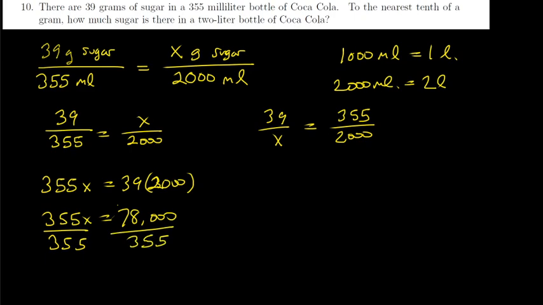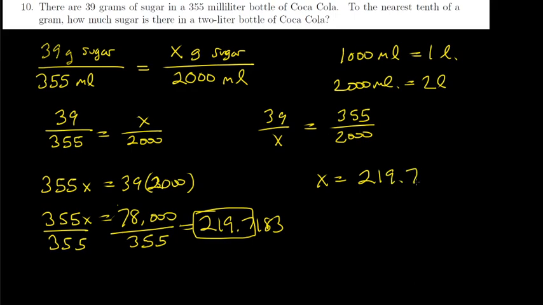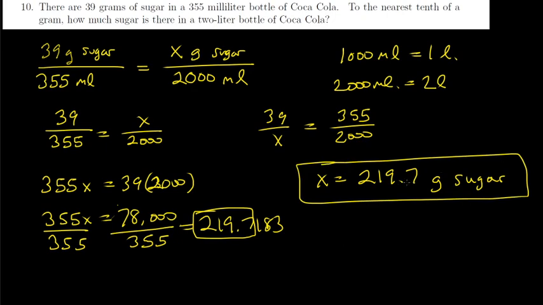And what you get is, okay, so this is 219.7183, but again, we're rounding to the nearest tenth. So X is going to be 219.7 grams of sugar. So, yeah, roughly 220 grams of sugar in a 2-liter bottle. All right, so that's number 10.